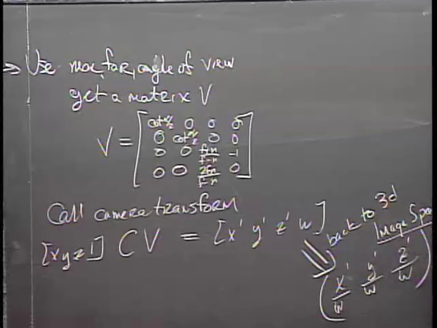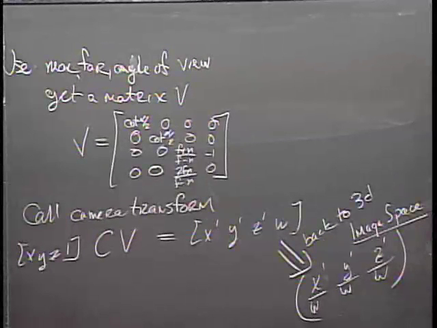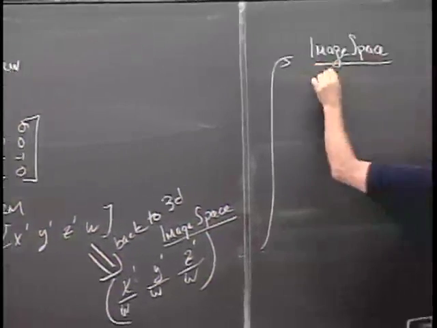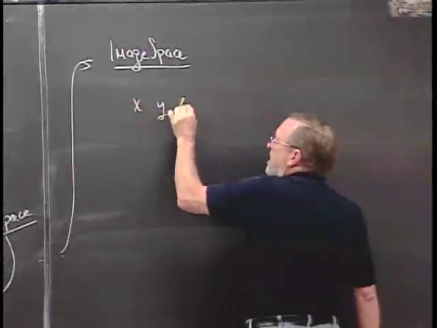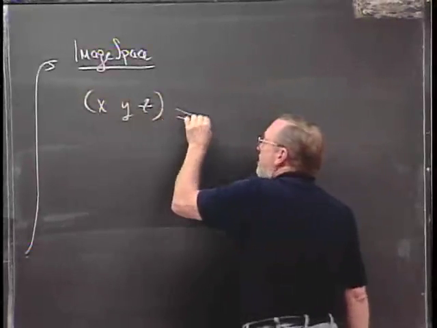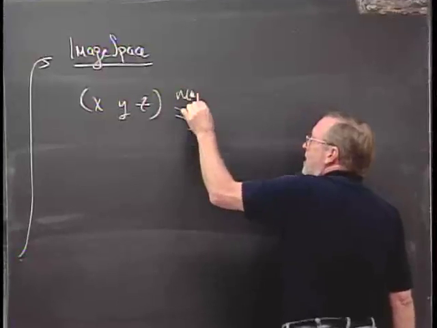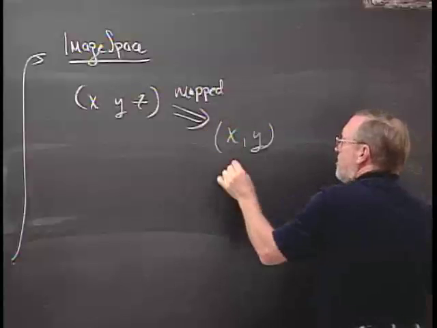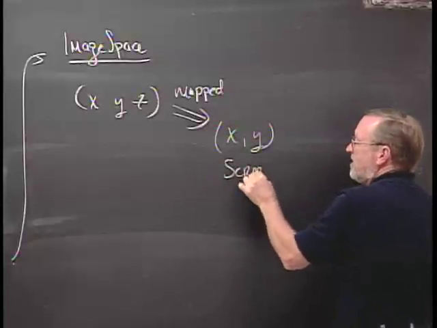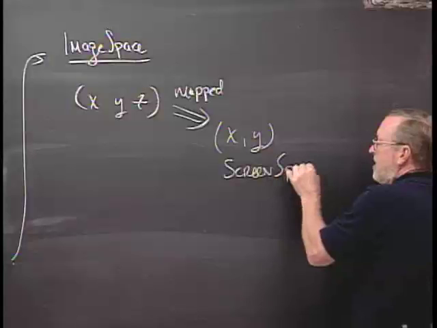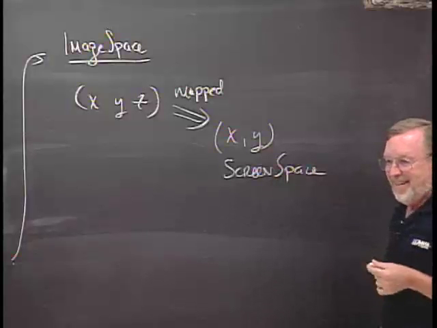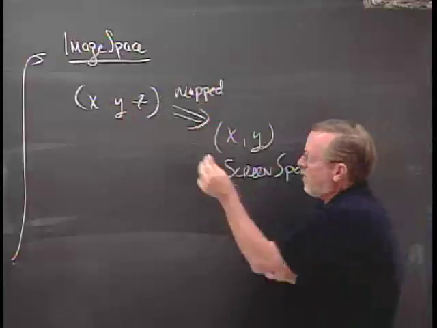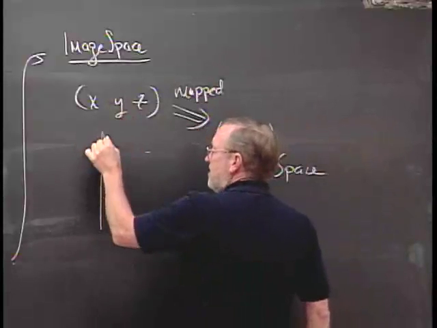Okay, and in image space, the points X, Y, Z in image space get mapped to the points X, Y on the screen in what we call screen space. Okay? In other words, we just forget about the Z coordinate. And if you remember, image space looks like this.